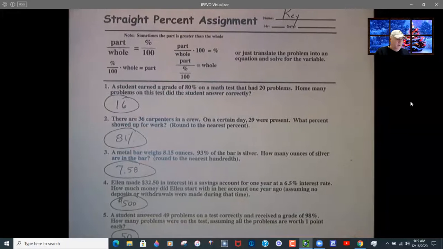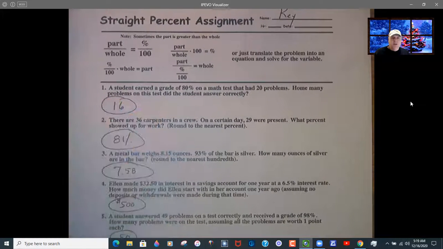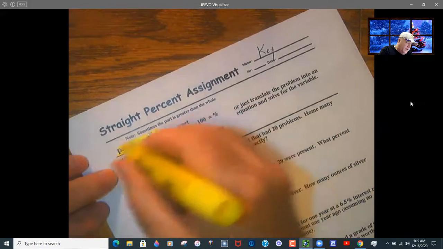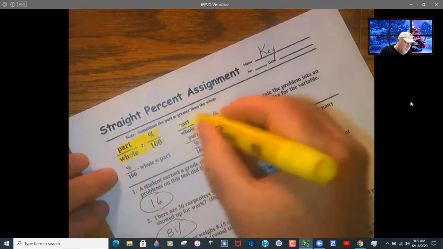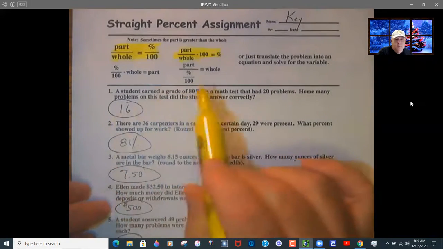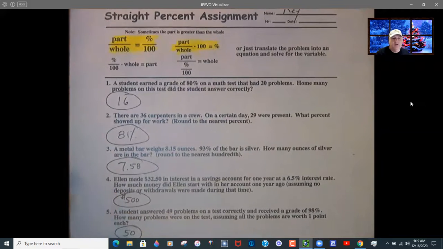This is a video covering assignment 15 in test prep, dealing with straight percent calculations and percent change calculations. If you'll just commit a couple of simple things to memory, really the part over whole idea is the whole idea here, and then these other things are just the manipulations that would result. Or you just translate the problem. Sometimes translating is a lot easier.